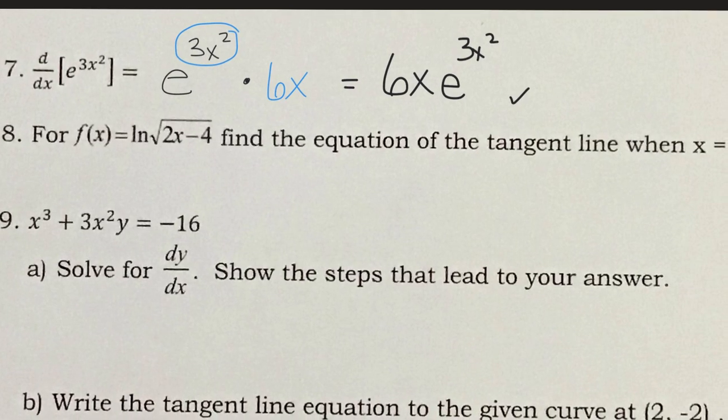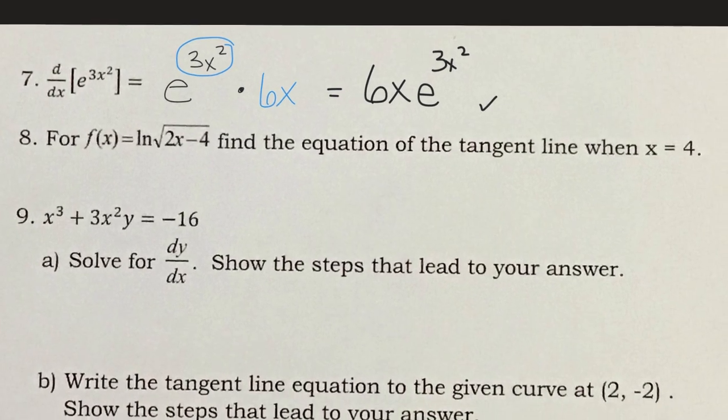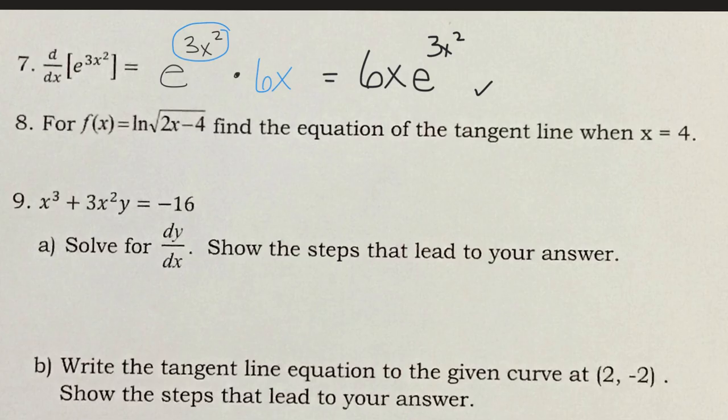Okay, number 8 wants an equation of a tangent line. So we need to know two things when we're writing an equation of a tangent line. The y value, what is the y value of that point, and what is the slope. And anytime we see slope, we need to think derivative. So the y value is just what I get when I plug 4 into my equation. Plug 4 into your equation, right? Into your straight up function, just as they give you.